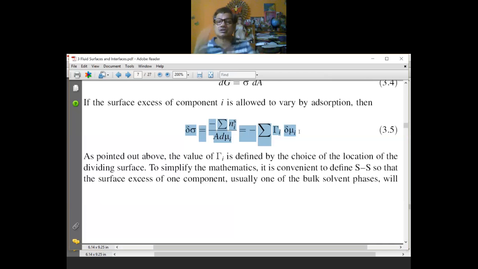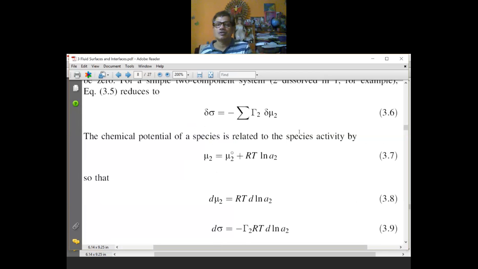Now let us move to the situation where we are across the surface. So d sigma equals minus summation of surface excess, so d sigma equals minus summation of gamma i d mu i. When I consider a surfactant in water, it is basically a two component system, and again, as I said, we take the solute as component 2 and the solvent as component 1.